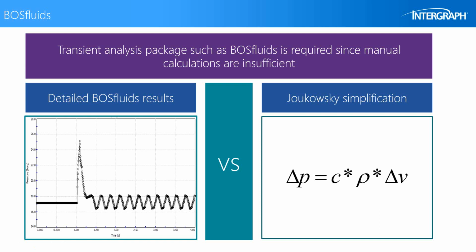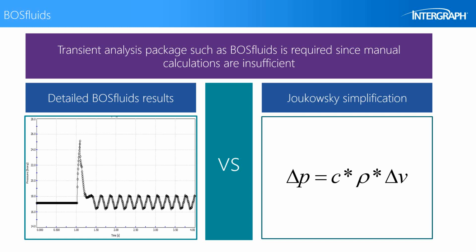What Chris was showing on the left was a detailed BOSfluids result, where we can see the pressure versus time, whereas on Joukowsky's simplification, we're just showing a simple pressure value. So for example, let's look at a typical case. We'll be looking at density. If we're looking at a water system, density would be 1,000, speed of sound would be around 1,000, and we'd have velocity, say 1 or 2 meters a second. So then we're looking at pressure around 10 to 20 bar, which is a very large pressure.